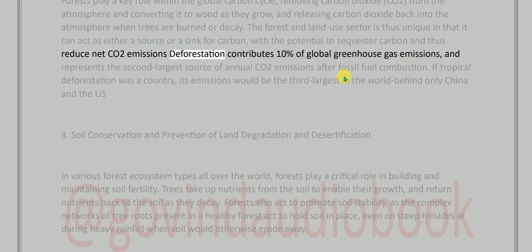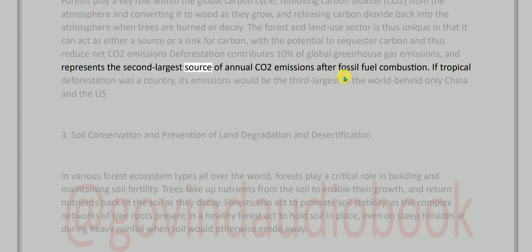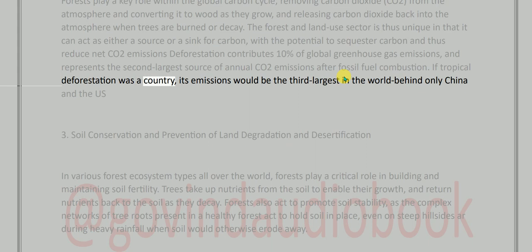Deforestation contributes 10% of global greenhouse gas emissions, and represents the second largest source of annual CO2 emissions after fossil fuel combustion. If tropical deforestation was a country, its emissions would be the third largest in the world behind only China and the US.